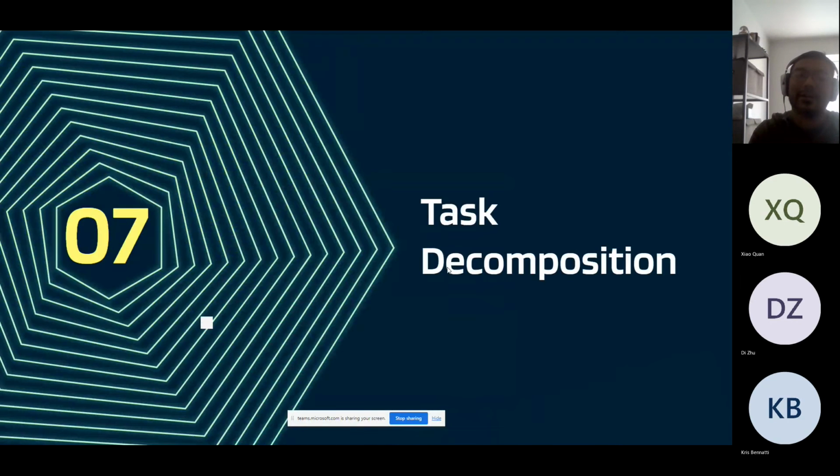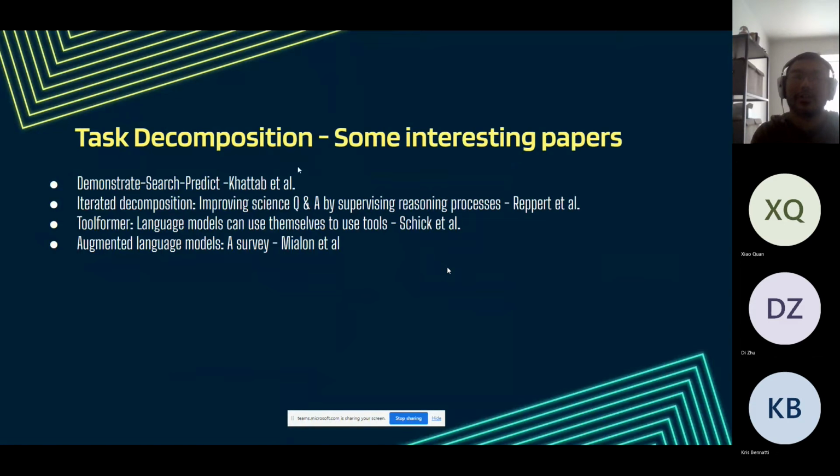So yeah, back to task decomposition. I'm not going to talk about it here in detail because I think it's a totally different talk on its own, and a fascinating one at that. But these are a few of the papers that are at the cutting edge of it.